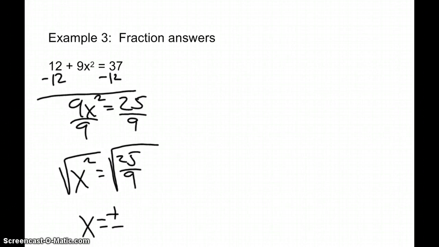I took a square root, so I'm always going to have a plus or minus. And the square root of 25 ninths is the same as taking the square root of 25, which is 5, and the square root of 9, which is 3. So my answer is plus or minus 5/3.